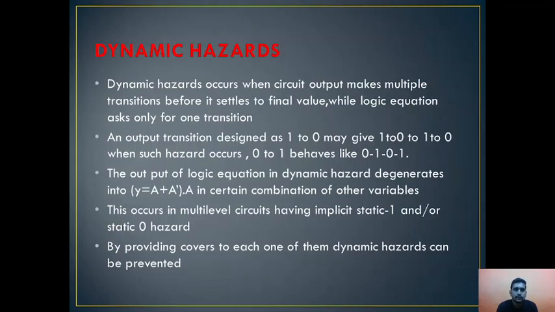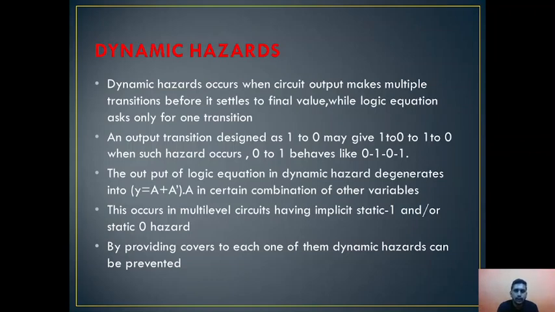Dynamic hazard is what we need to study in this video. First, what is dynamic hazard? Dynamic hazards occur when circuit output makes multiple transitions before it settles to the final value, while the logic equation asks only for one transition. As I said before, the logic equation asks only for one transition, that is 0 to 1 or 1 to 0. But due to dynamic hazards, we will get 2 steps, that is 0 to 1, 1 to 0, and again it changes 0 to 1. The desired output 1 comes after 2 steps. This is called dynamic hazard.